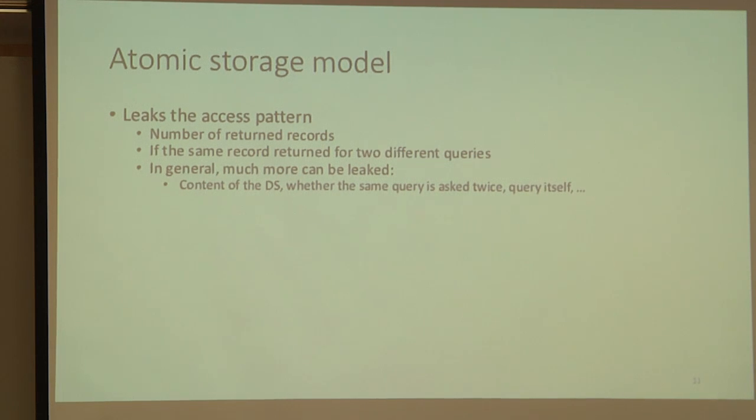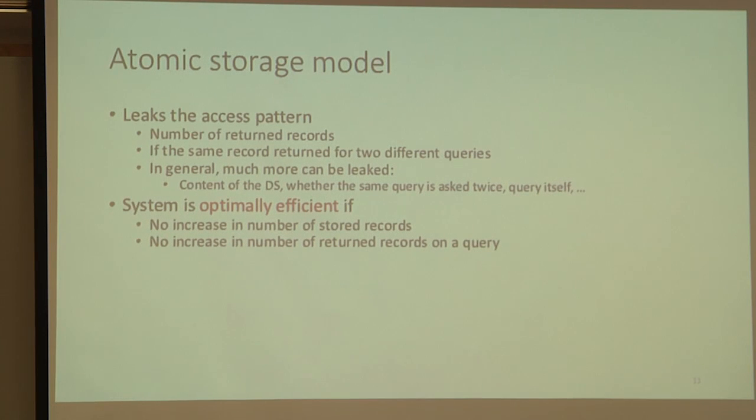An adversary would be able to tell if the same query is asked twice, if it is the same encryption of the query. But we will not consider that. We have a more general model where we don't consider this additional information. Also, we're going to assume that the system is optimally efficient in storage if the stored records in the cloud have the same cardinality as the original records we had. And we're going to say that it's optimally efficient in terms of communication if, when we ask a query, the number of encrypted records we retrieve is the same as the number required for answering this query.